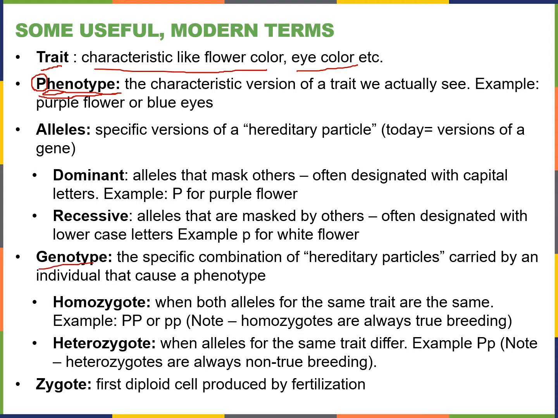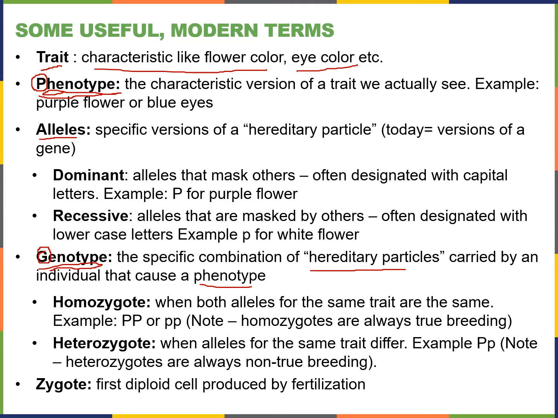Versus genotype, this is what we cannot see. These are the genes. This is the genetic composition of the person. So this is the specific combination of hereditary particles carried by an individual that cause a phenotype. So genotypes lead to phenotypes. Phenotypes are the physical expression. Genotypes are what the genetic sequence is actually made up of and causes.